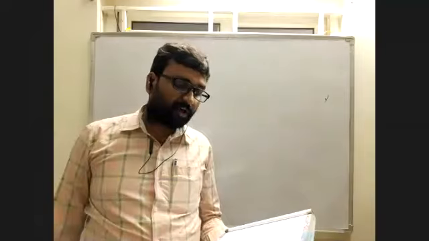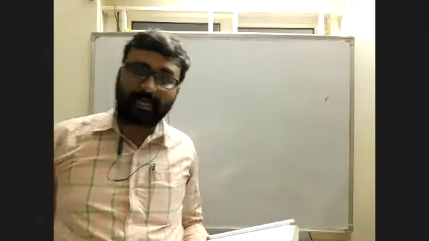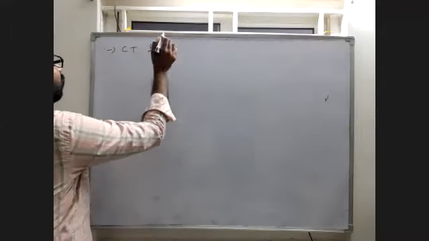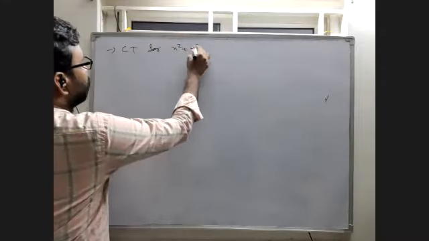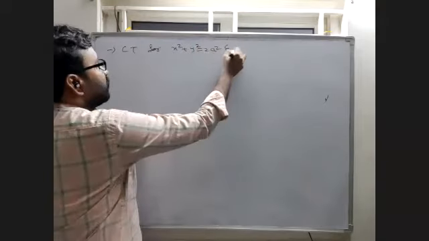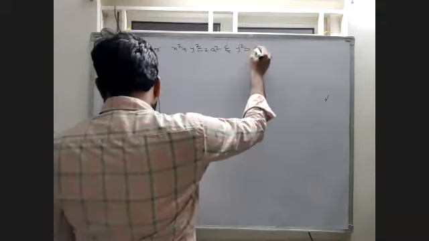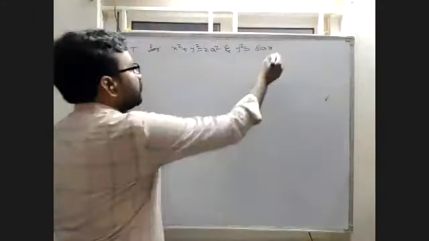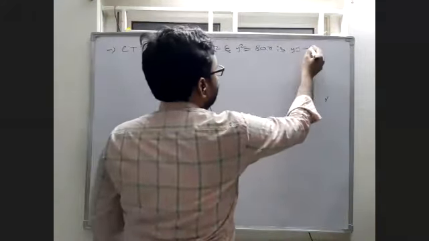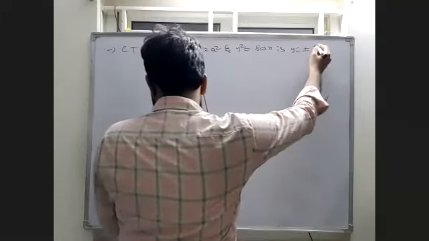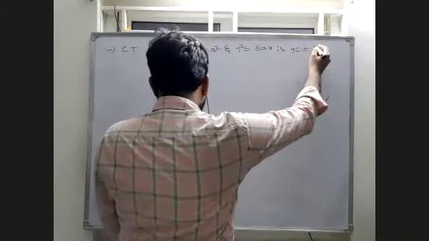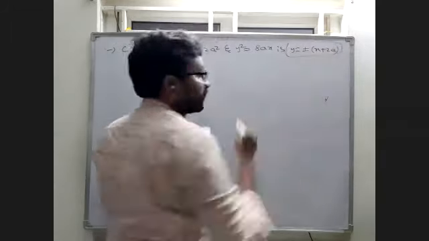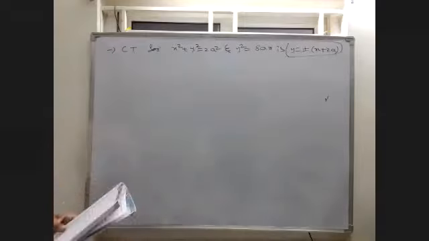The equation of the common tangent to the circle and the parabola. Common tangent for the circle x² + y² = 2a² and the parabola y² = 8ax is y = ±(x + 2a). This we already have: the equation of the common tangent to the circle and parabola.